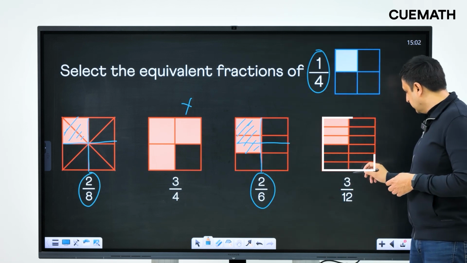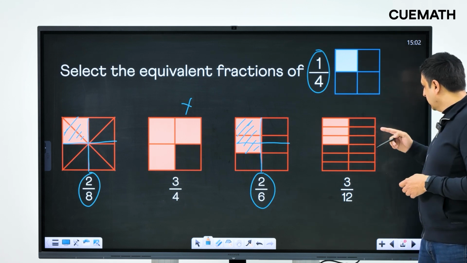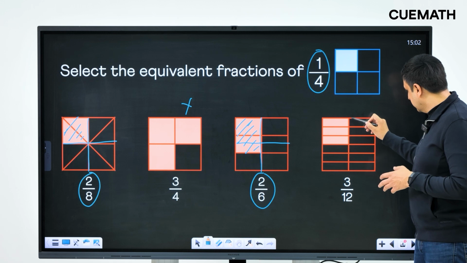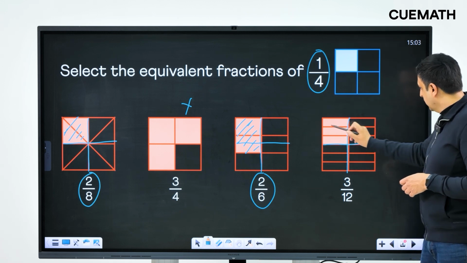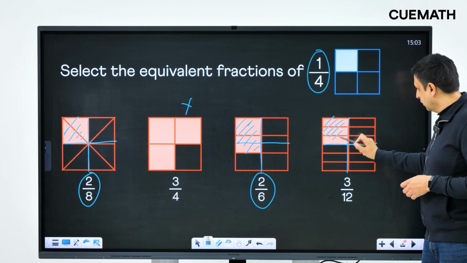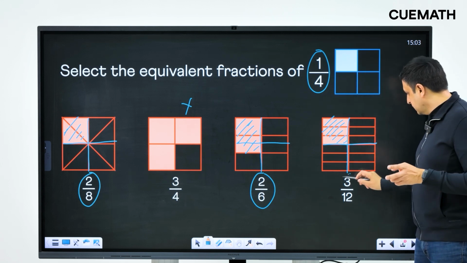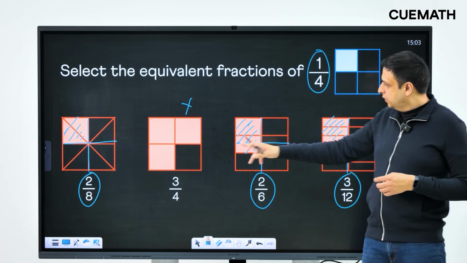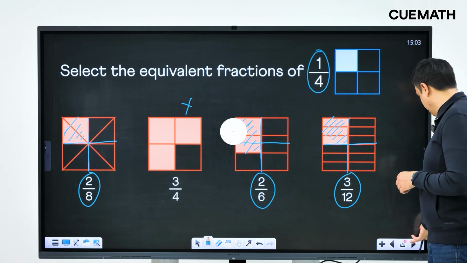Now what about this one, 3 over 12? The whole has been divided into 12 equal parts, 3 of them are shaded. So is this equivalent to 1 over 4 or not? To see that, let's just highlight this line over here and this line over here, and now you can see that this portion of the whole is shaded, which is the same as 1 over 4, and therefore yes, 3 over 12 is equivalent to 1 over 4. So two of the fractions here, 2 over 8 and 3 over 12, are equivalent to 1 over 4.